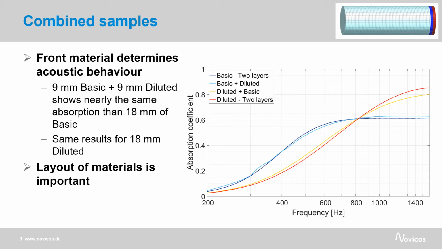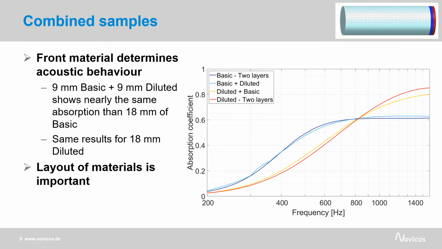of diluted. It appears that the front sample is the main reason for the resulting absorption, and it might be possible to reduce the mass by using a combination of both materials. Or if you focus on high frequency range but try to reduce space, it might be interesting to use diluted in front of basic. But we need to keep in mind that for this setup we have straight sound incidence, and the effect might be smaller in more complex applications.